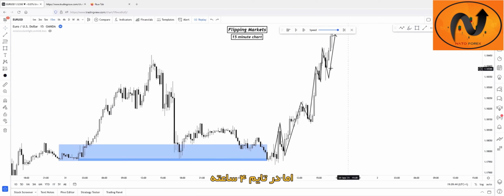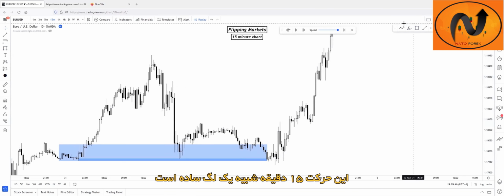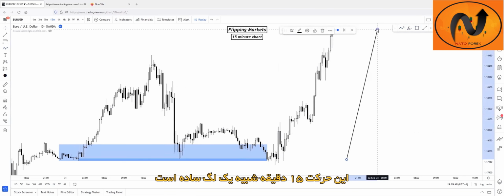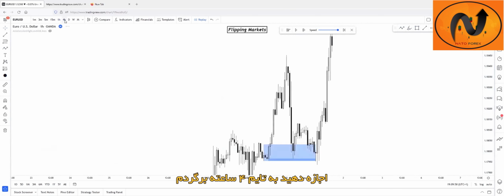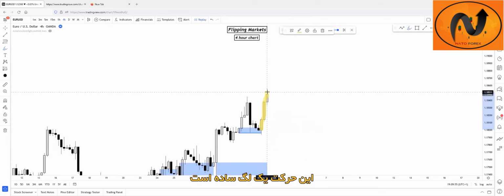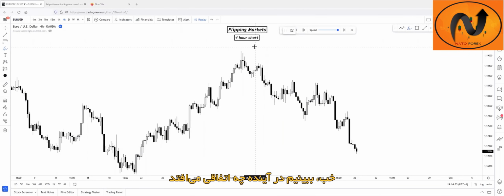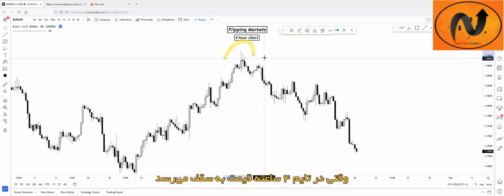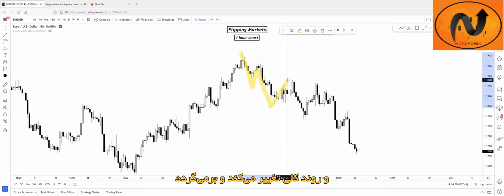But on the 4-hour chart, this 50-minute movement will look like just a simple leg. Let me just switch back to the 4-hour chart. So as you can see, on the 4-hour, this movement is just a simple leg. Okay, so let's see what happens if the 4-hour chart reaches its high point and reverses the overall trend.